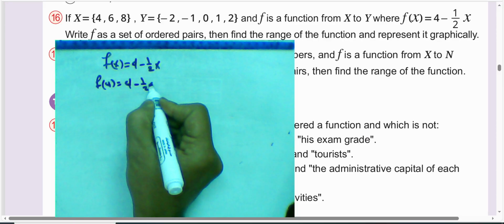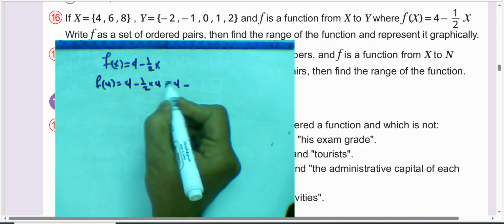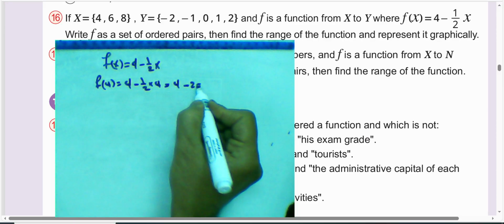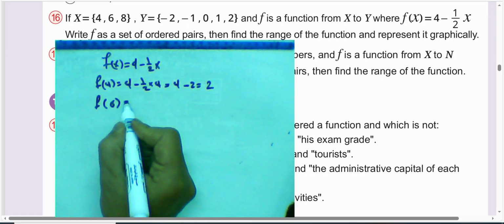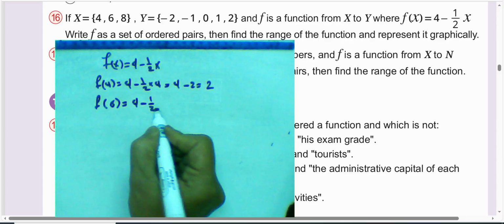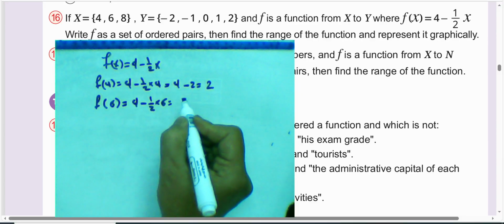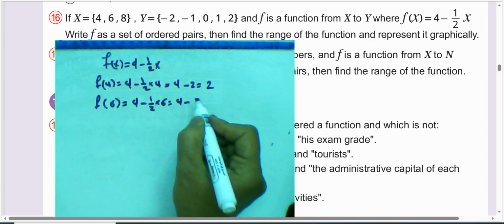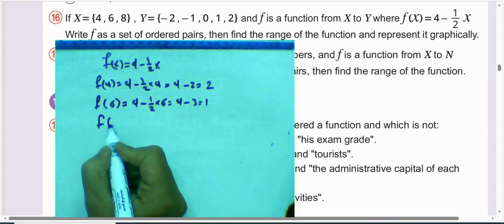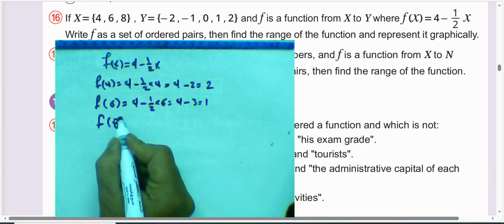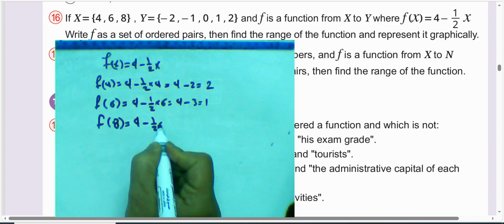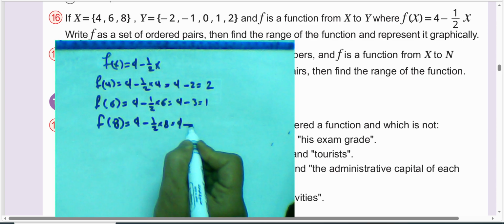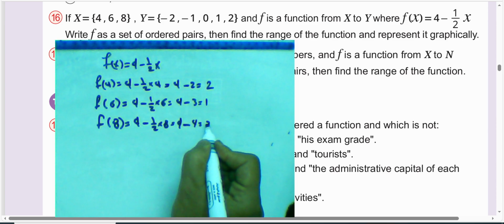4 minus half product by 4, right? Subtract by half of 4 equals 4 minus 2 equals 2. And f of 6, 4 minus half of 6, 3. 4 minus 3 is 1. And f of 8, 4 minus half of 8, 4. 4 minus 4 equals 0.